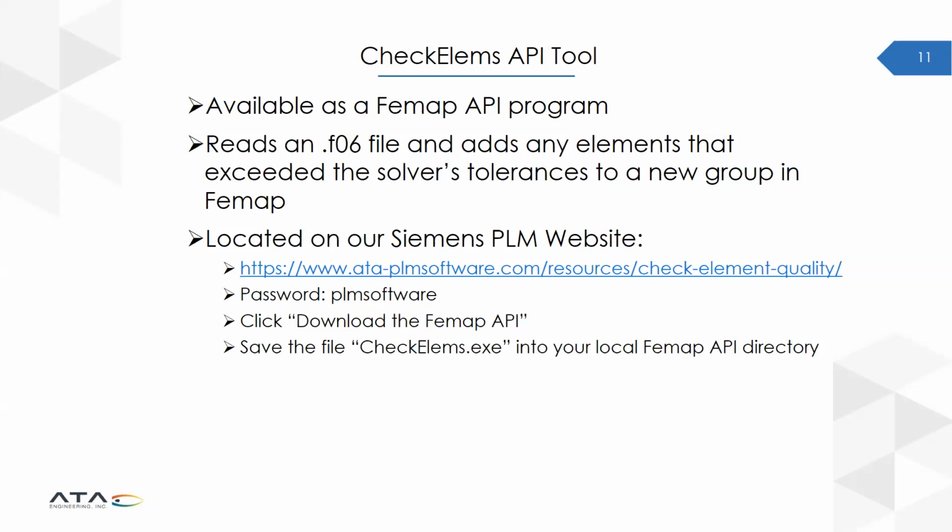So another way to do this, and this is similar, we're looking at the F06 file. We have the Femap API program that actually reads that F06 file for you, and it will automatically create a group in Femap of all the elements that were flagged. You can find this tool on our PLM website listed there. Just click download the Femap API and then save the executable into your local Femap installation directory. And I'll show you that in the demo to clarify that.